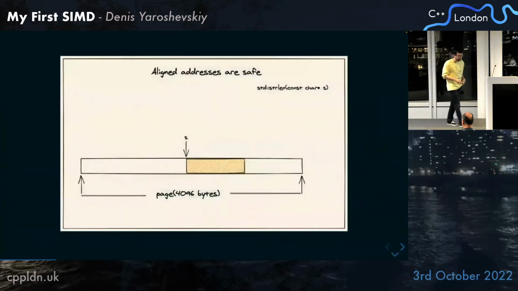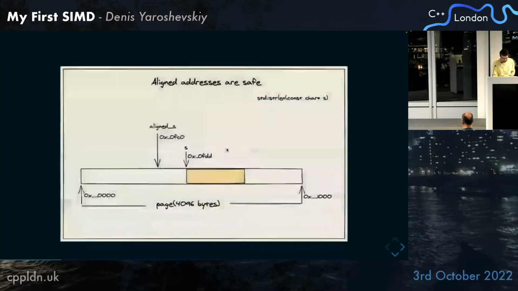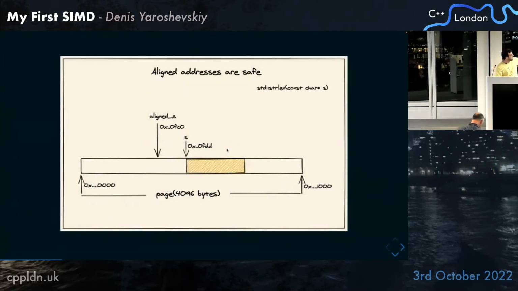Okay, so this is a page somewhere in memory, right? And this is our string. Let's put some numbers on it, right? So this is the beginning of the page and the end of the page, and they are going to be aligned to 4 kilobytes at least, right? And this is whatever, FDD. Let's align our address, on my machine, I'm going to do it to 32 bytes, right?